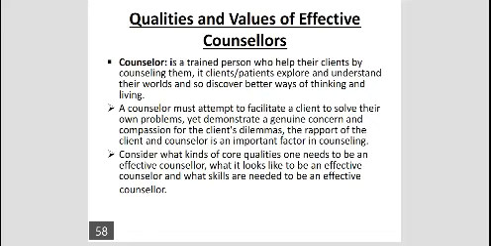A counselor is a trained person who helps their client by counseling them. It helps clients or patients explore and understand their worlds and so discover better ways of thinking and living. A counselor must attempt to facilitate a client to solve their own problems, yet demonstrate genuine concern and compassion for the client's dilemmas. The rapport between the client and the counselor is an important factor in counseling.